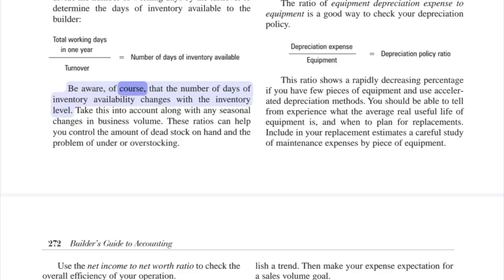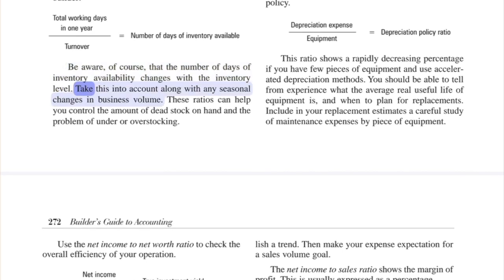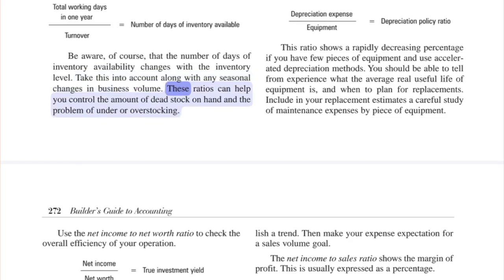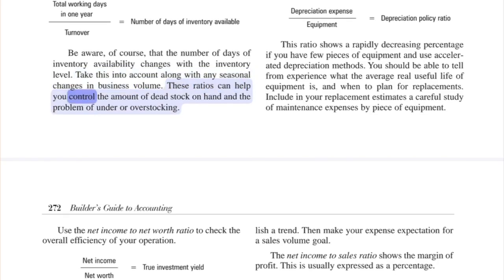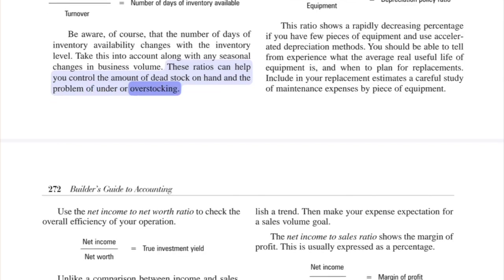Be aware, of course, that the number of days of inventory availability changes with the inventory level. Take this into account along with any seasonal changes in business volume. These ratios can help you control the amount of dead stock on hand and the problem of under or overstocking.